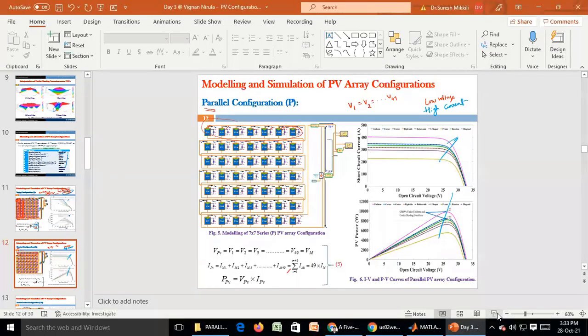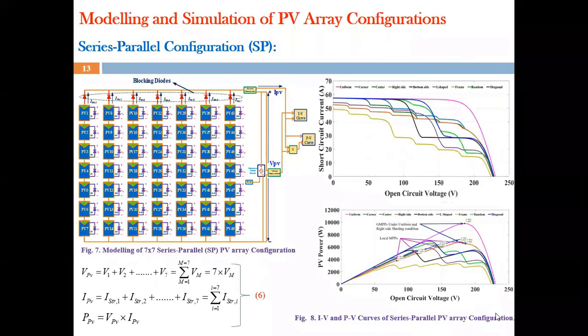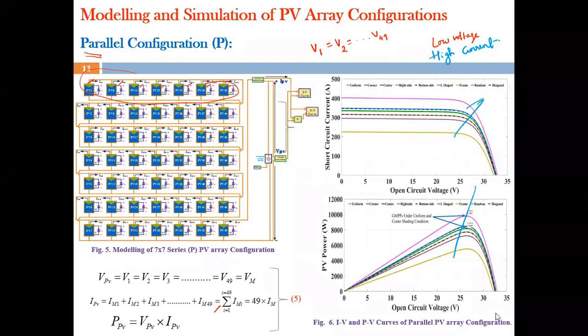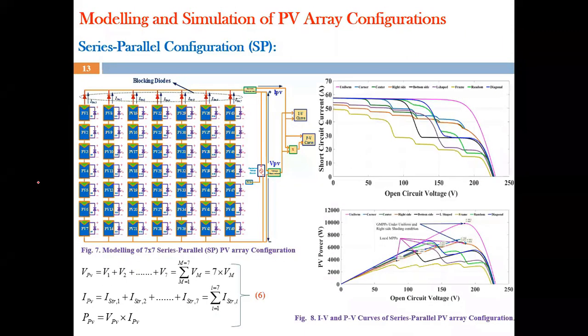Okay, so next, the first one we have seen is all series configuration. Next, the parallel configuration we have seen. Now we are moving to series-parallel. So this is one array if I consider. The first array is connected in series, the second array is connected in series, the third array is in series. But the first array is connected in parallel with the second array. Is it clear?